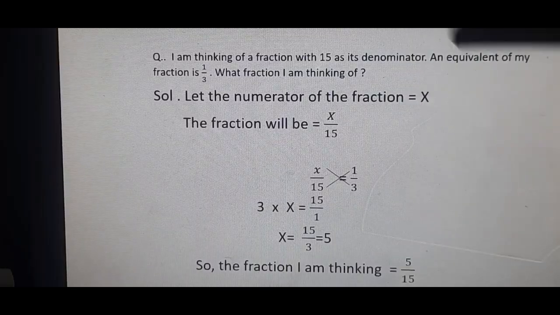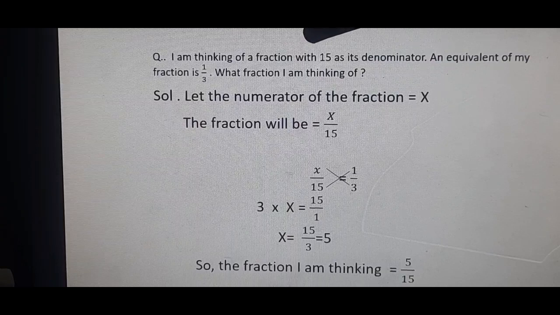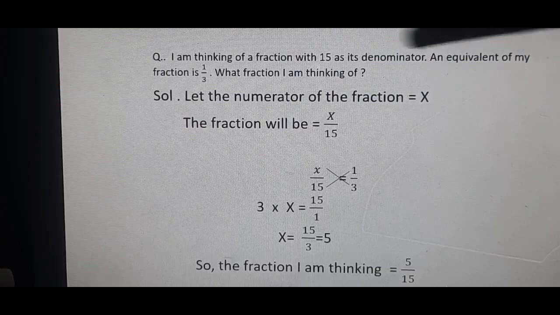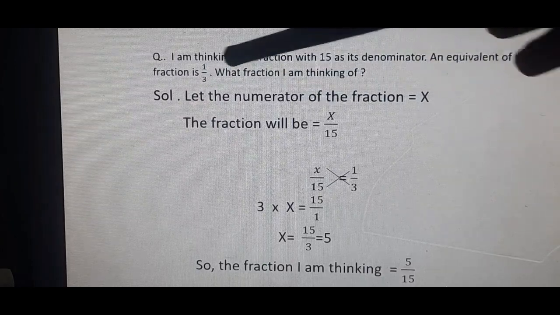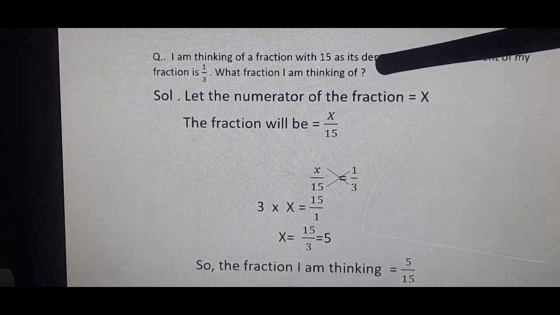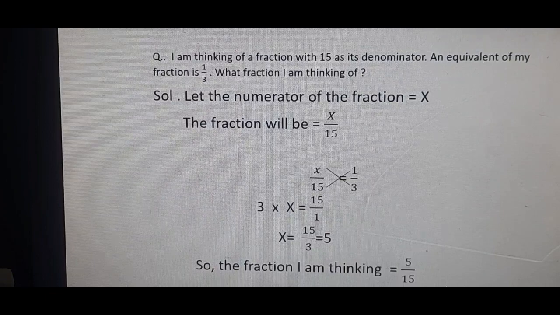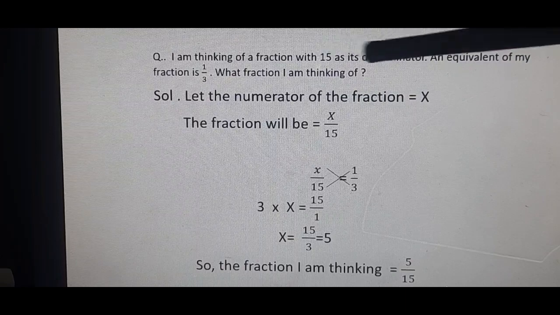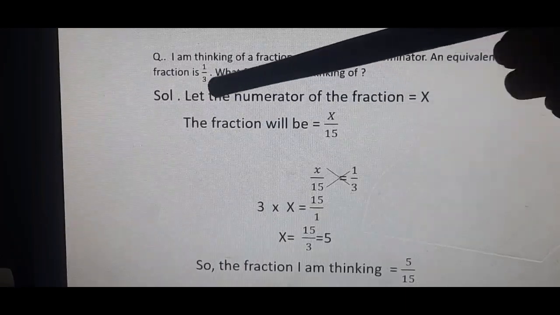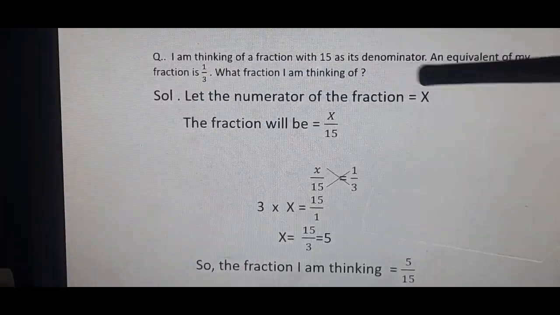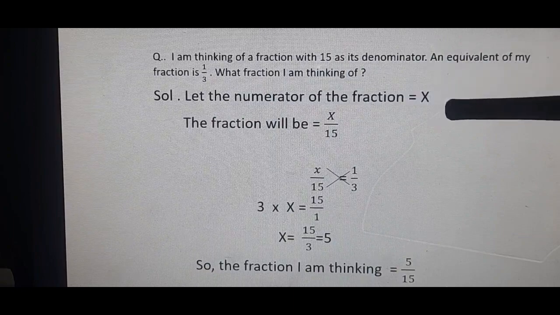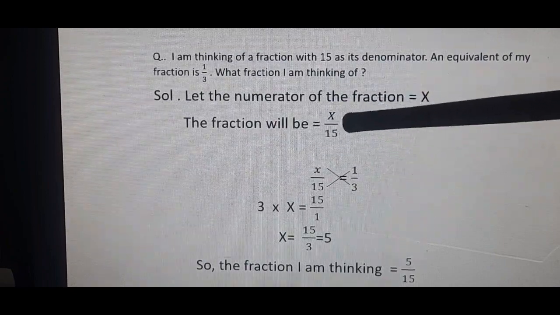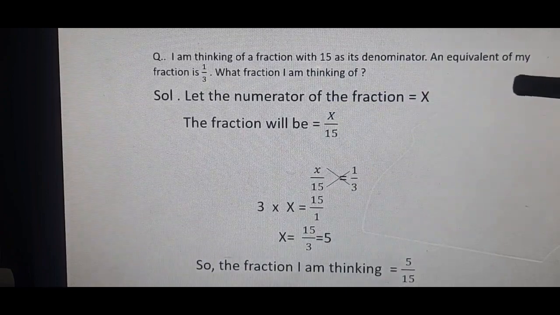Now our next question is: I am thinking of a fraction with 15 as its denominator. An equivalent of my fraction is 1 upon 3. What fraction am I thinking of? I am thinking of a fraction with 15 as denominator. So we will take, let the numerator of the fraction be x. Denominator is 15, so the fraction will become x upon 15.